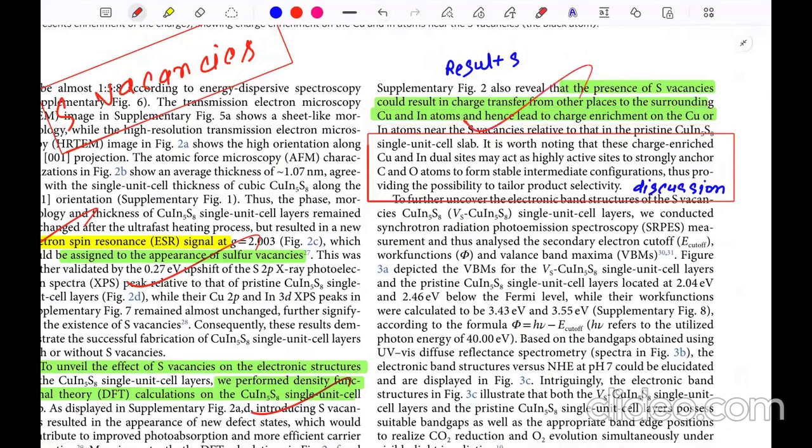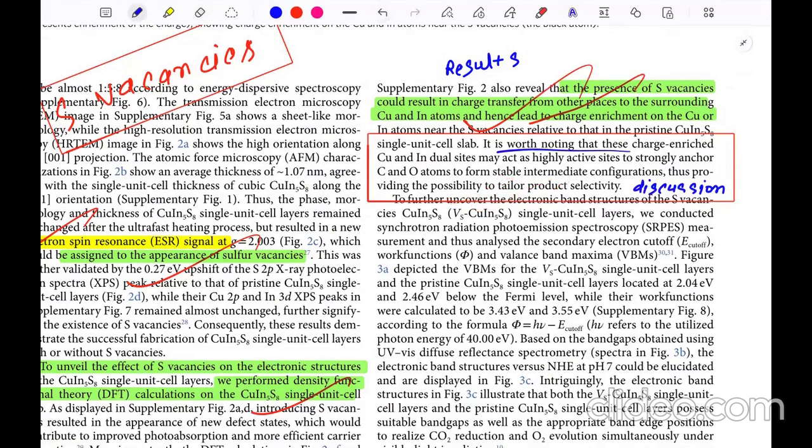So this is the result. You can understand this is the result: the presence of sulfur vacancies is resulting in charge transfer from other places to the surrounding copper and indium atoms, and that led to the charge enrichment on the copper or indium atoms. So this is the result, and this is the discussion part. What does that charge enrichment lead to?